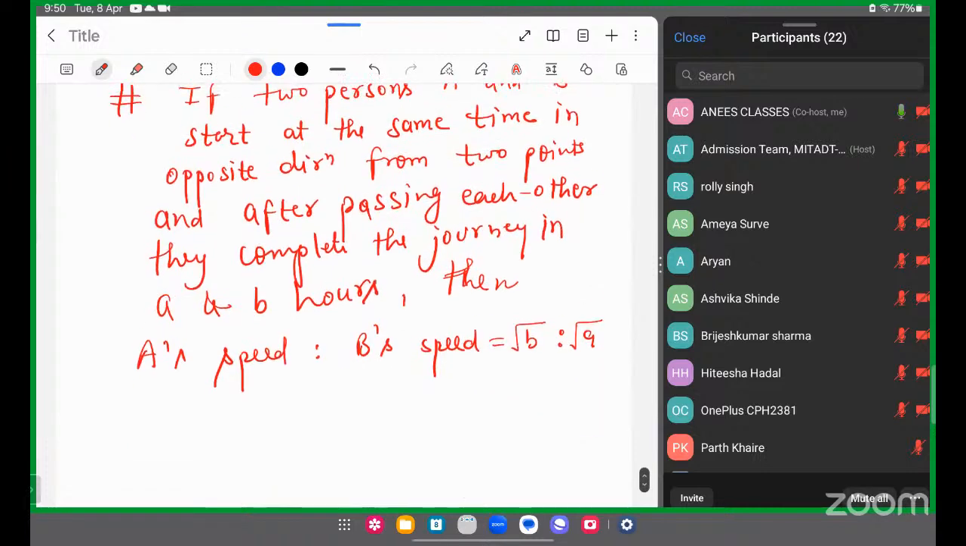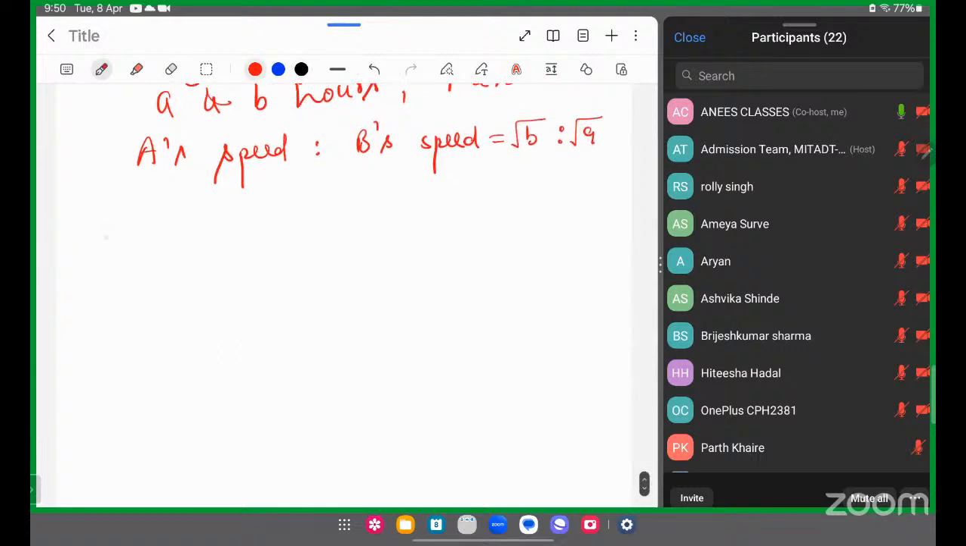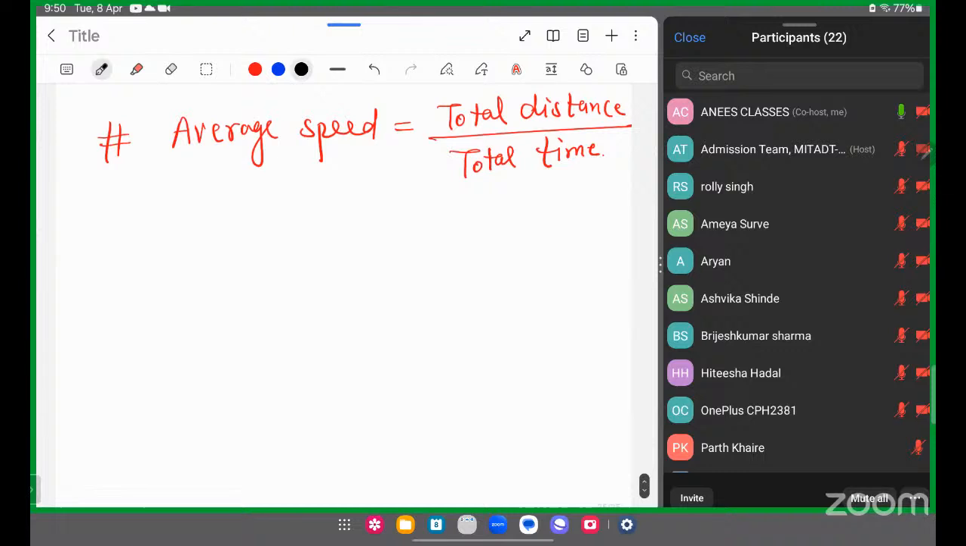The core concept is speed equals to distance by time. That is the core concept. Apart from that, you must know the concept of average speed. Basic formula for average speed is total distance divided by total time taken. That is the core formula. Now let's solve question number 1.